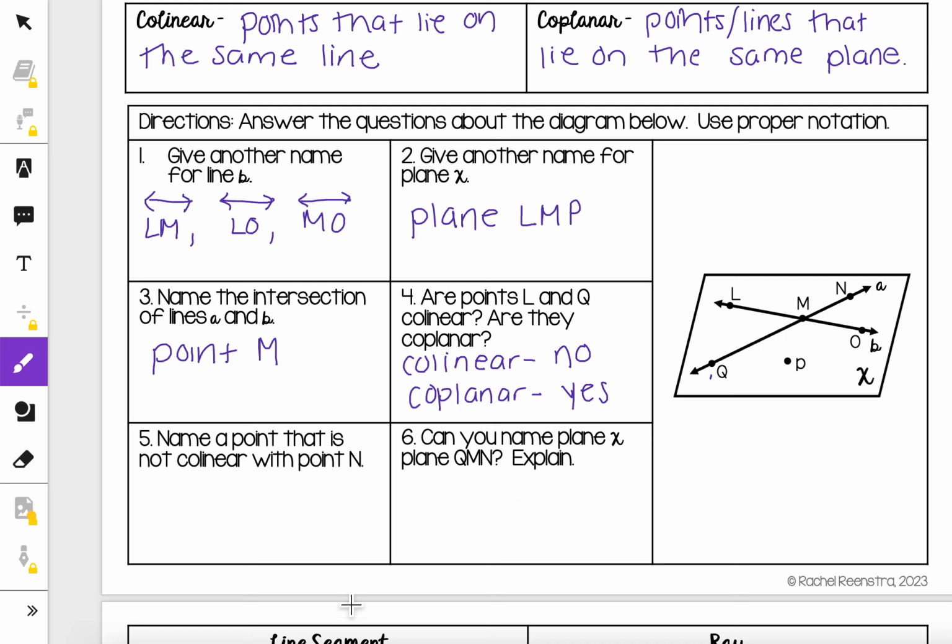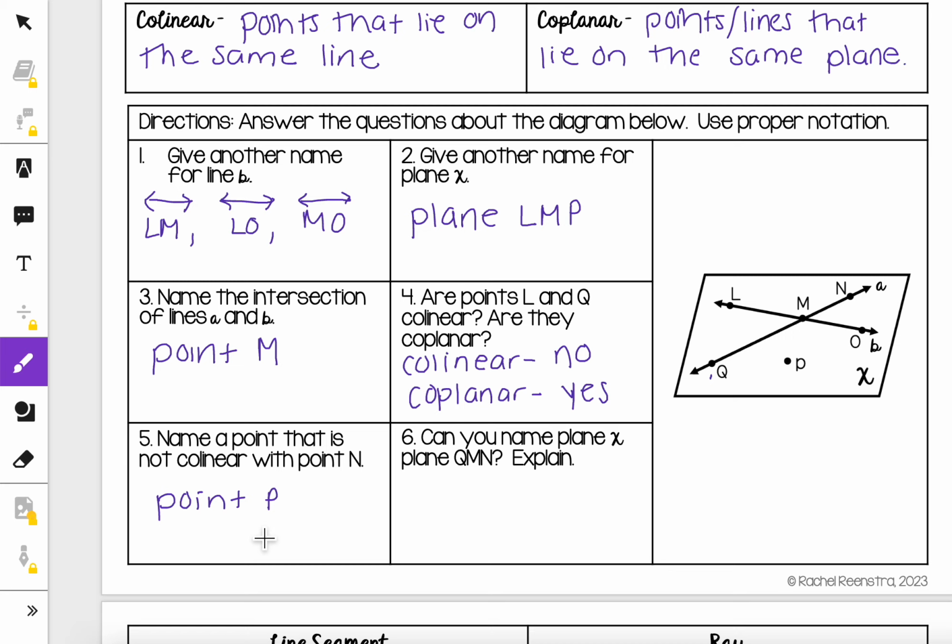Okay, number 5, name a point that is not colinear with point N. So we could also say that they are non-colinear points. So N, we could pick any point that is not on line A. Okay, so we could say L, we could say O, and we could say P. So either one of those, I'm just going to say point P is not colinear with point N.